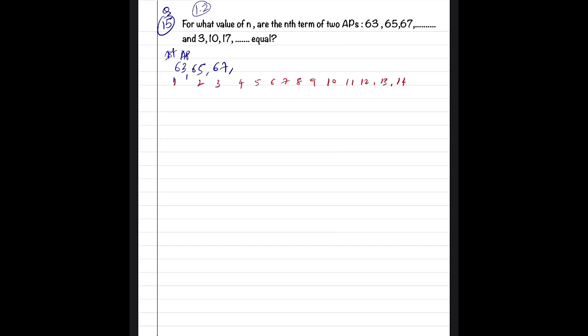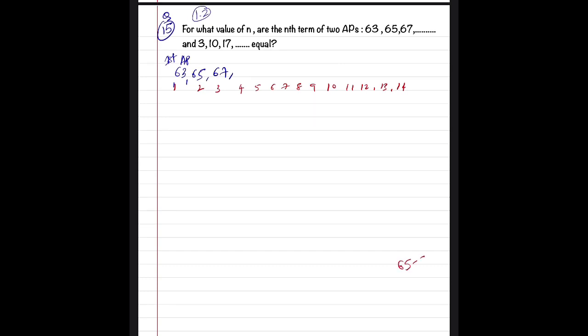What is the common difference in the first AP? The common difference is 65 minus 63, which is 2. Okay. So you go on adding this value. 63 plus 2 is 65, 65 plus 2 is 67, 67 plus 2 is 69, 69 plus 2 is 71, 71 plus 2 is 73, 73 plus 2 is 75, 75 plus 2 is 77.